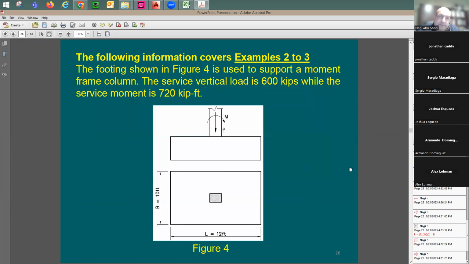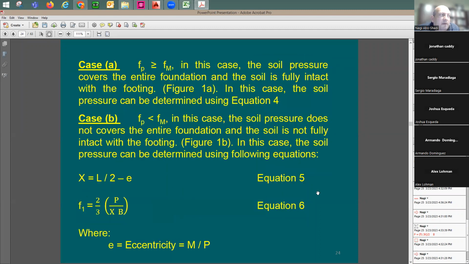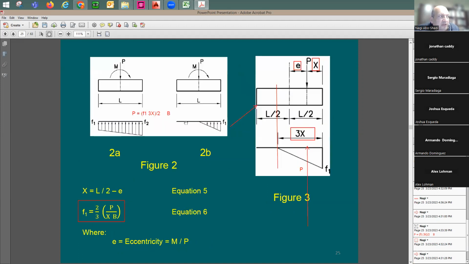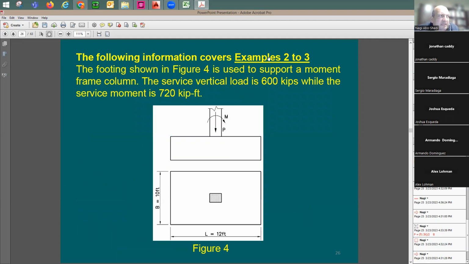I have one example. In this example, I'm going to be working with the stress values, and I'd like to try the two cases in the same example for the same footing. I'm going to keep the vertical load the same and play with the value of the moment applied on this footing. To do this, I need to split it into two examples. That's why it says examples 2 and 3.